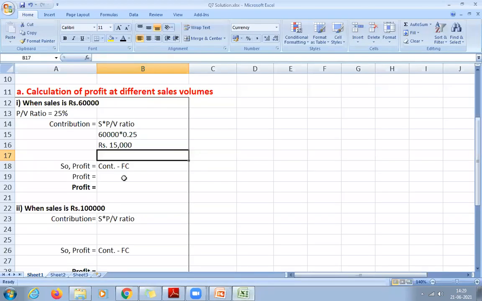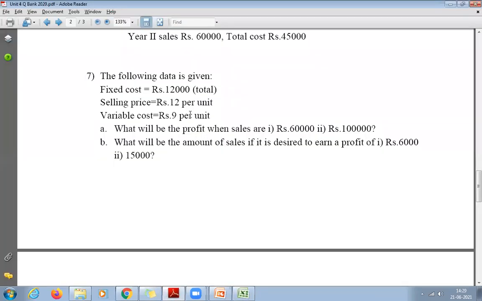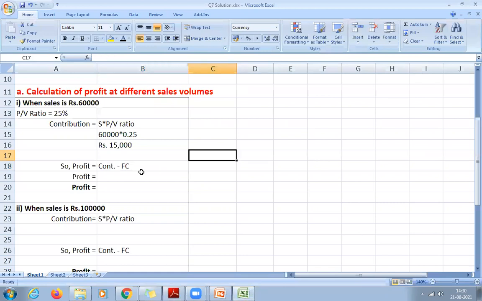So that is why I calculated total contribution. Because the contribution per unit is already given in the question. That is 9. But fixed cost is total. I cannot compare, one is total, one is per unit. So that is why I converted that into total contribution. So we got total contribution, that is 15,000.